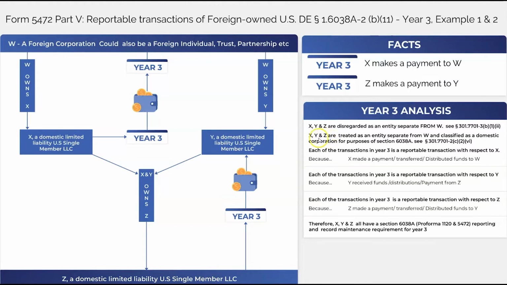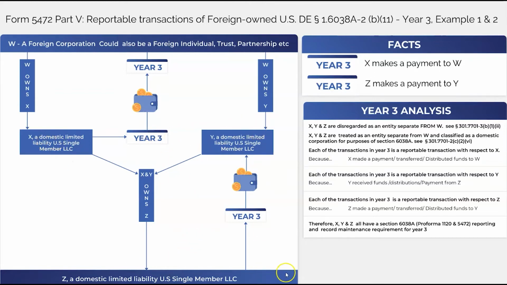IRS also says that X, Y, and Z are treated as an entity separate from W and classified as a domestic corporation for the purpose of section 1.6038A. Now, what all this means is that, yes, we get it that these 3 entities are disregarded entities, but for the purpose of filing Form 5472, they are now seen as a reporting corporation or a domestic corporation just to file the information return.